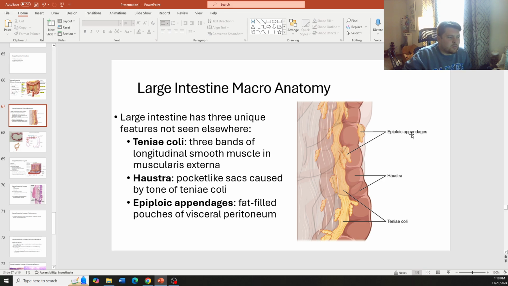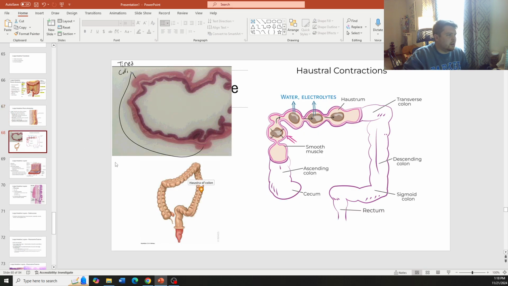Epiploic appendages are more just an extra thing. We don't really talk about them a whole lot. But the haustra and the taeniae coli do play more of an important role within the large intestine. So you can see here, this is a slice taken, and this outermost layer, these pocketings up, are our taeniae coli, and then those pockets are the haustra.